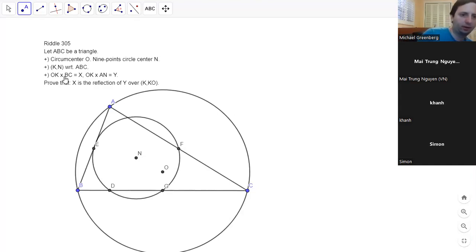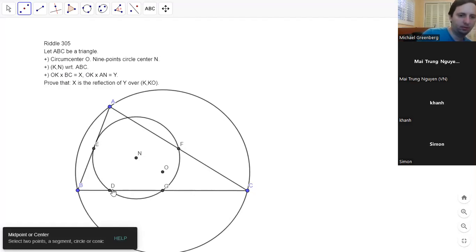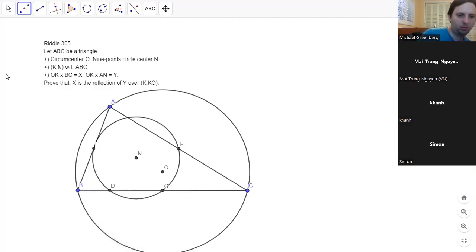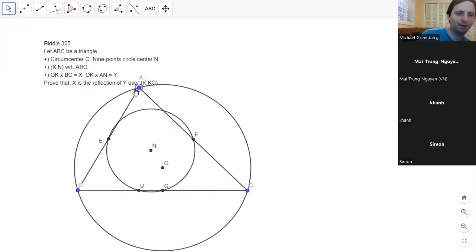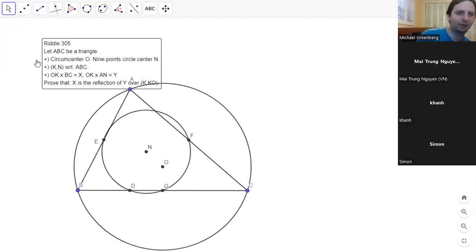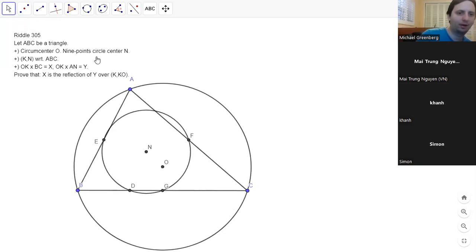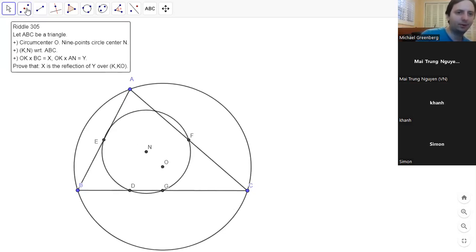Let's draw the isogonal conjugate. Okay, so these are the feet of the altitude. What's the best way to draw the isogonal conjugate other than reflecting rays? I'll just reflect all the rays. So draw AN. Actually, you know what? I'll do it this way.